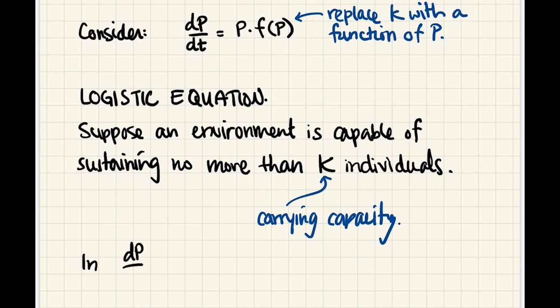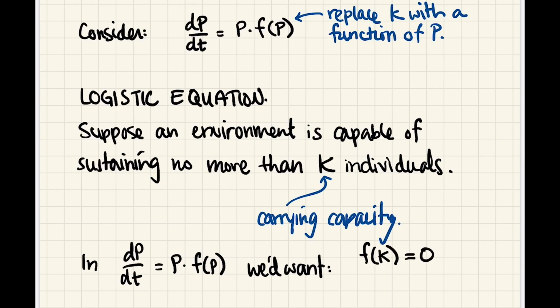So in our updated model here, what would we want? Well, we would want f of K to equal 0, which means when the population is exactly equal to K, we would want that f of p, or f of K in this case, to be 0, which means that the rate of growth would be 0. So that's right on the line. That's the environment having exactly K individuals. There would be no more growth.